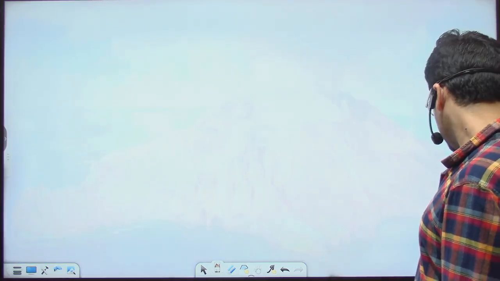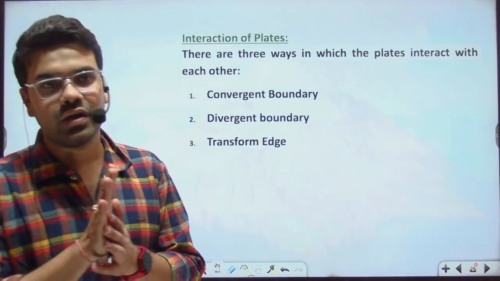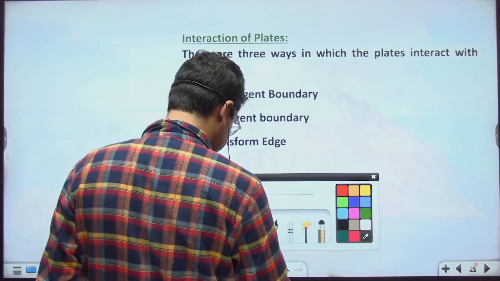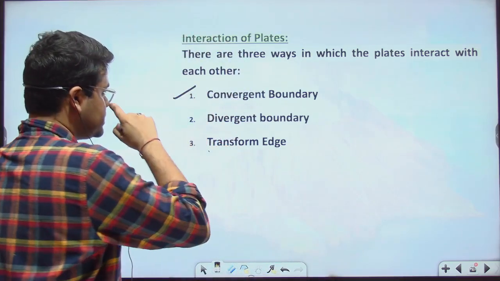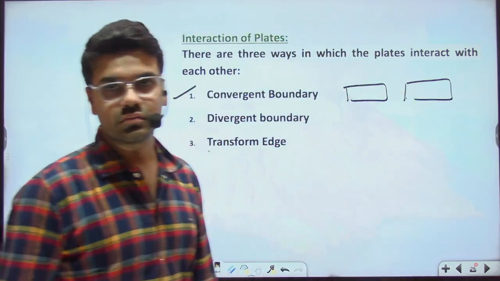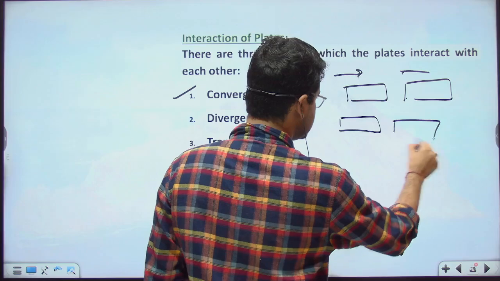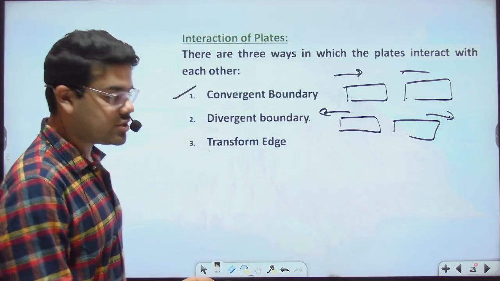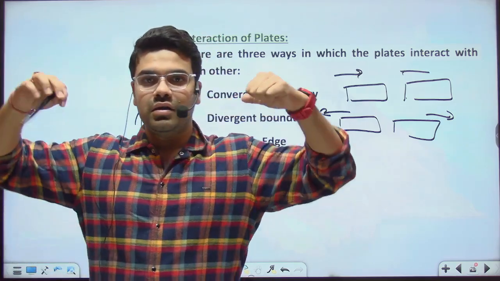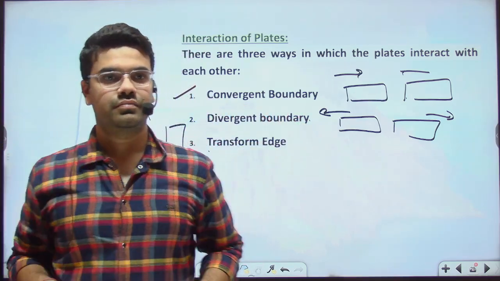Now he said that all the plates are moving. Why are they moving? Because of the convection currents. All the plates are moving and these plates interact with each other. The first type of interaction is convergent boundaries, when two plates are colliding with each other. Divergent plate boundaries, when two plates are moving away from each other. Transform boundaries, when two plates are rubbing each other, like this, lateral rubbing. Collision, convergent, divergent, and rubbing.